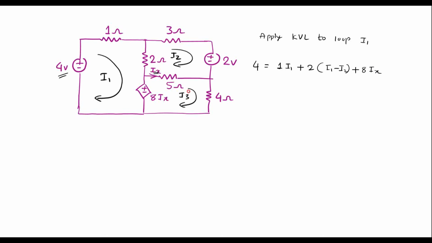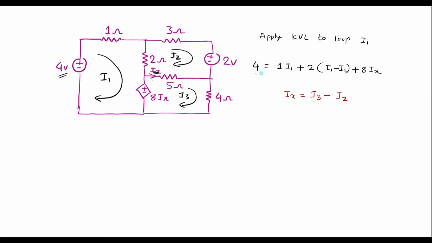So here we can observe that Ix is the current which flows through the 5 ohm resistor. So I can write Ix is equal to I3 minus I2, because I2 is moving from this end to this end, whereas I3 is moving in the same direction that Ix is moving. So Ix is equal to I3 minus I2.